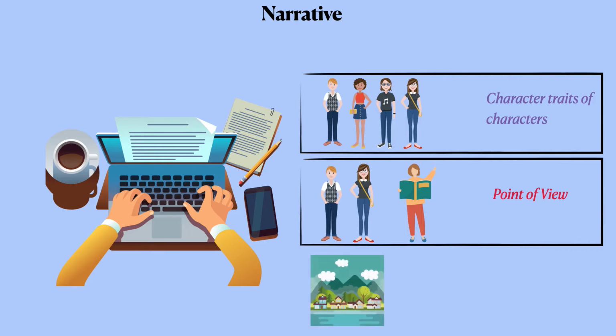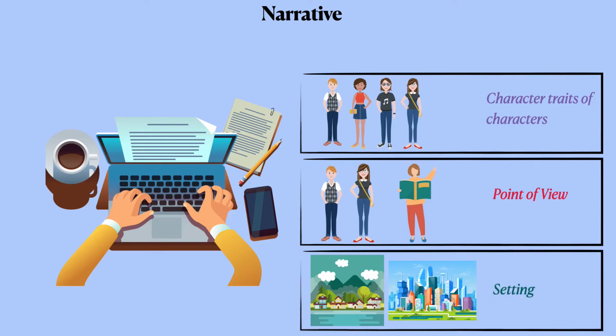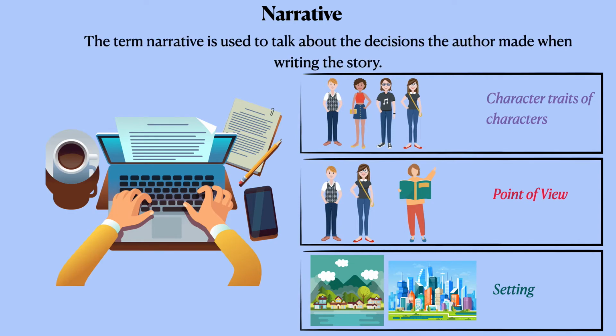Another important question the author has to answer is, where is the story going to take place? Is it going to take place in a large city or in a small village? This might influence the story and the way he has to write about the daily lives of the characters. There are more things that are important when it comes to the narrative, but to put it into a nutshell, the narrative is a term used to talk about the decisions the author made when writing the story. These decisions also include writing techniques and other important things which can only be found when analyzing the narrative in greater detail.